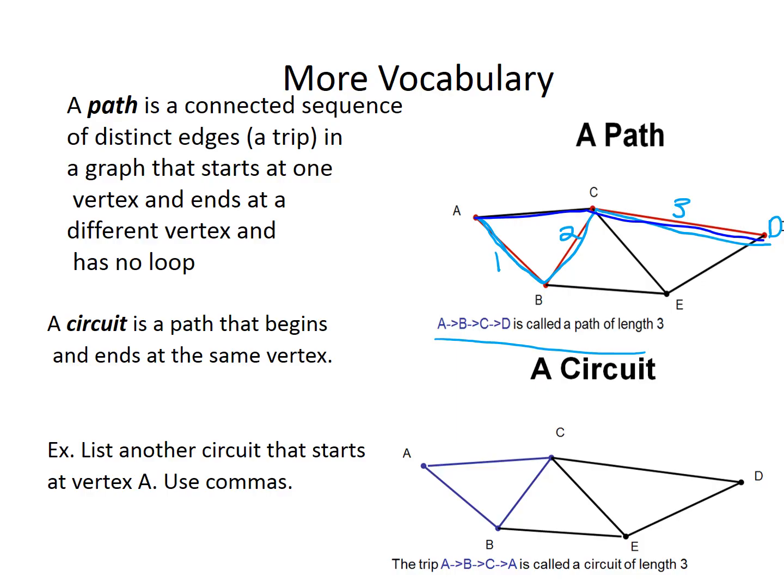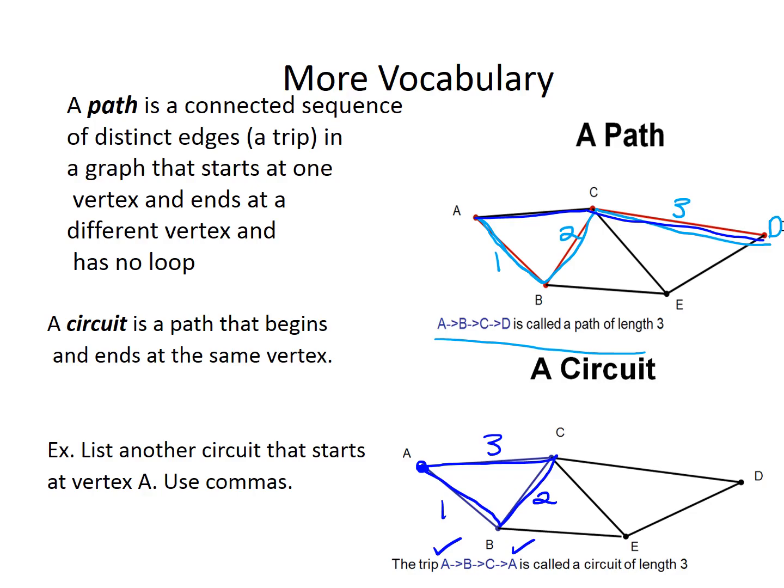A circuit is a path that begins and ends at the same vertex. For example, A, B, C, A. That's a circuit because it starts at A and ends at A. And again, you count the edges. It has length 1, 2, 3.